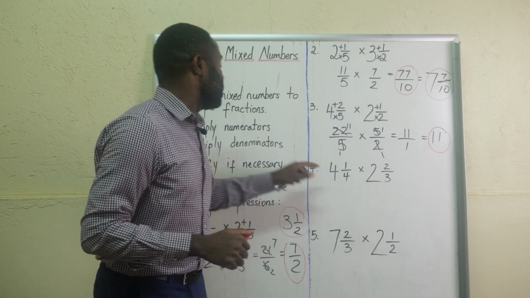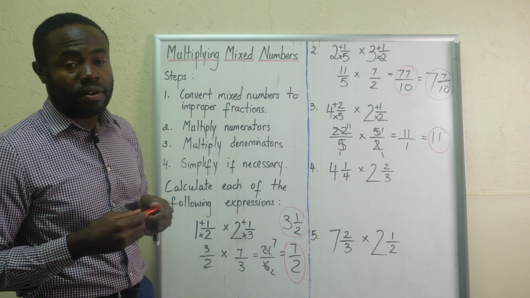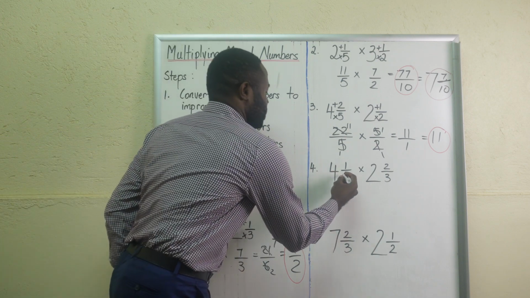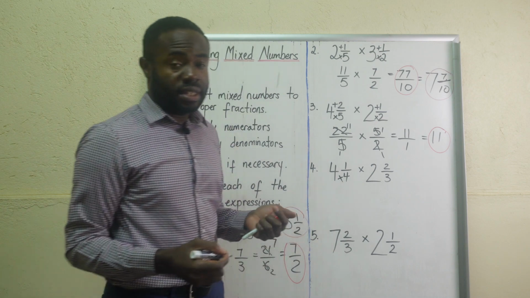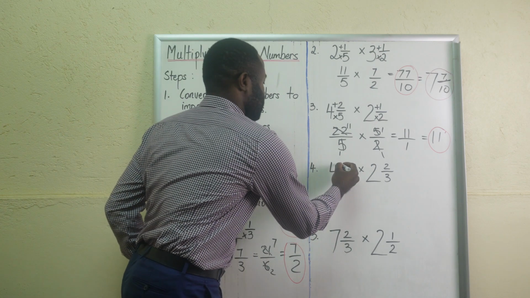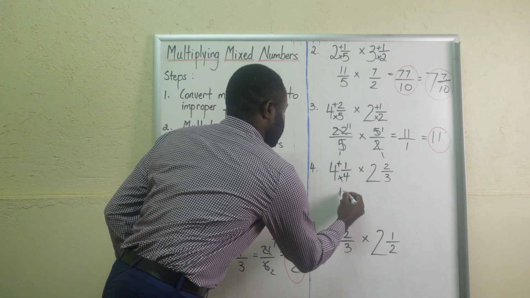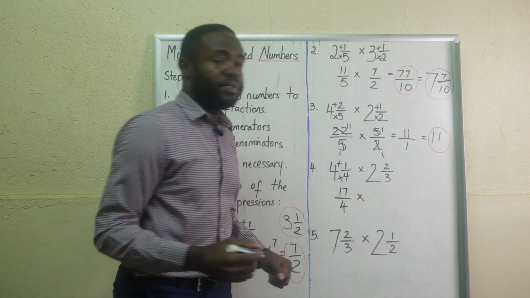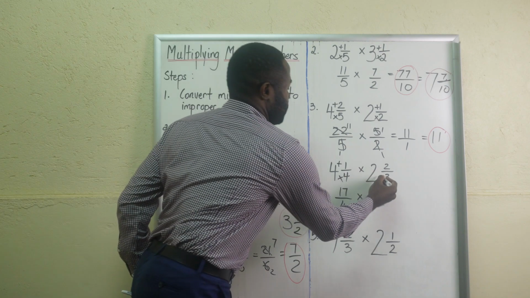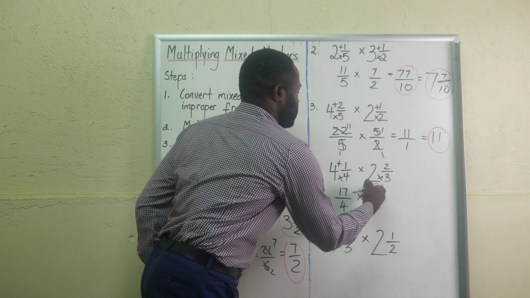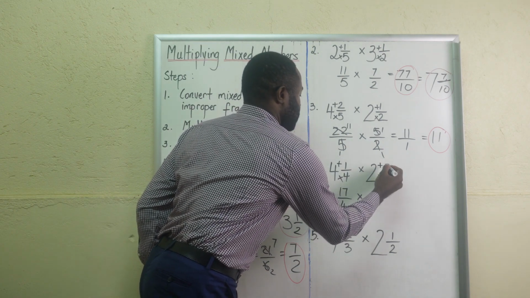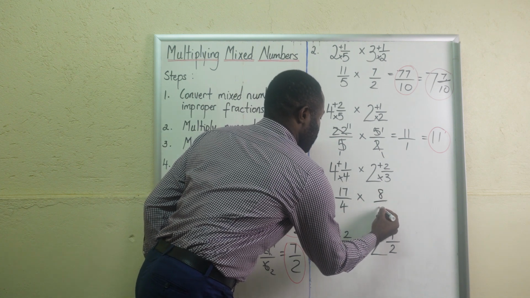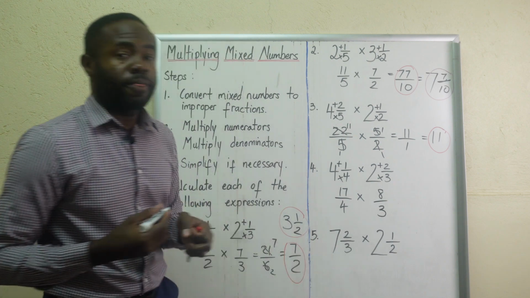Remember the steps, right? So step 1 is to convert the mixed numbers to improper fractions. So let's do that. It's 4 times 4, which is 16. 16 plus 1 is 17. So it's 17 over 4 times, then do the same. So it's 3 times 2, which is 6. 6 plus 2 is 8, so it's 8 over 3.